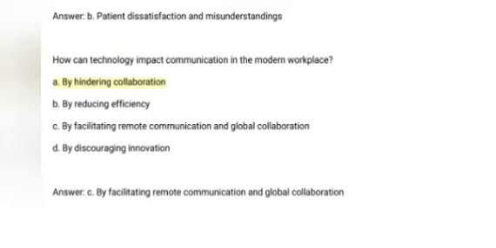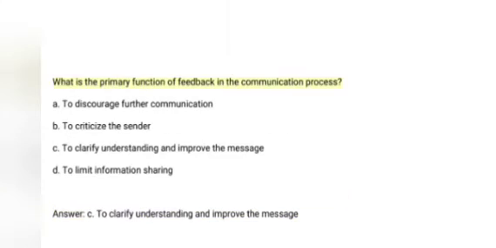How can technology impact communication in the modern workplace? A. By hindering collaboration. B. By reducing efficiency. C. By facilitating remote communication and global collaboration. D. By discouraging innovation. Answer: C. By facilitating remote communication and global collaboration.